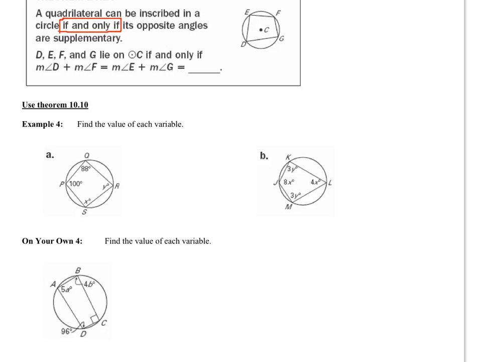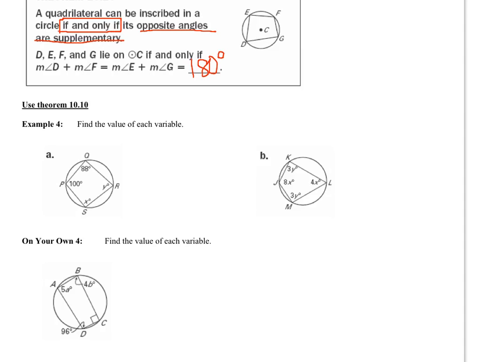So it says D, E, F, and G lie on circle C if and only if the measure of angle D plus the measure of angle F, because they're opposite each other, equals the measure of angle E plus the measure of angle G, and those both equal 180 degrees. So the key here is opposite angles are supplementary in an inscribed polygon, or in an inscribed quadrilateral, I should say.